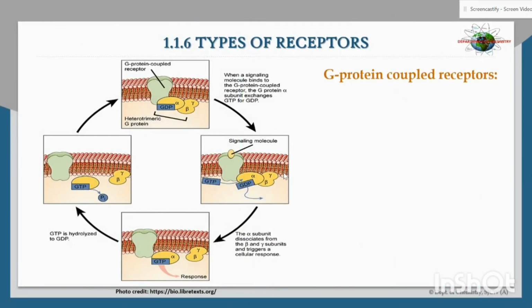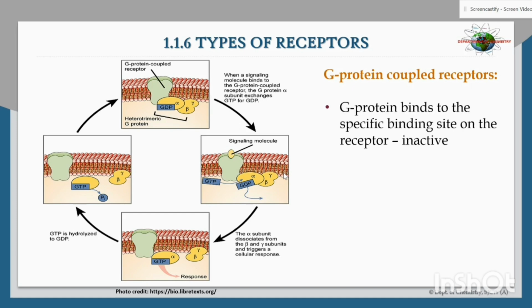The fourth type of receptors are G protein coupled receptors. These G protein coupled receptors have a specific binding site but remain inactive. Mind you, the G protein is present in the cell and the receptor also is in the cell. The G protein binds to the receptor, but nothing happens. Both of them together will remain inactive.